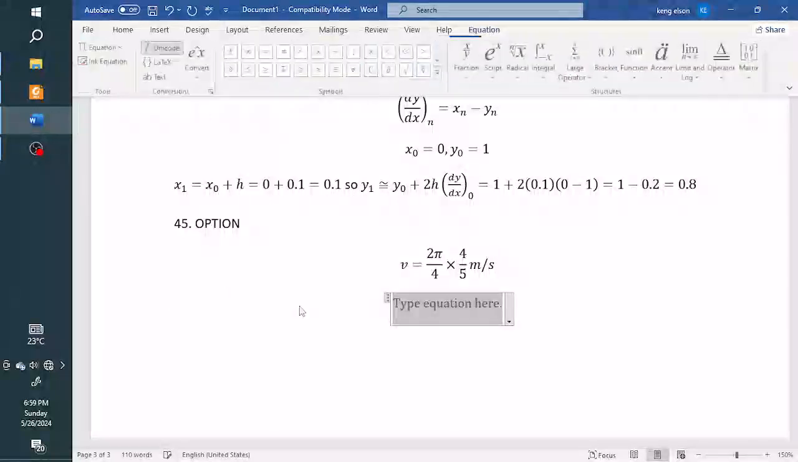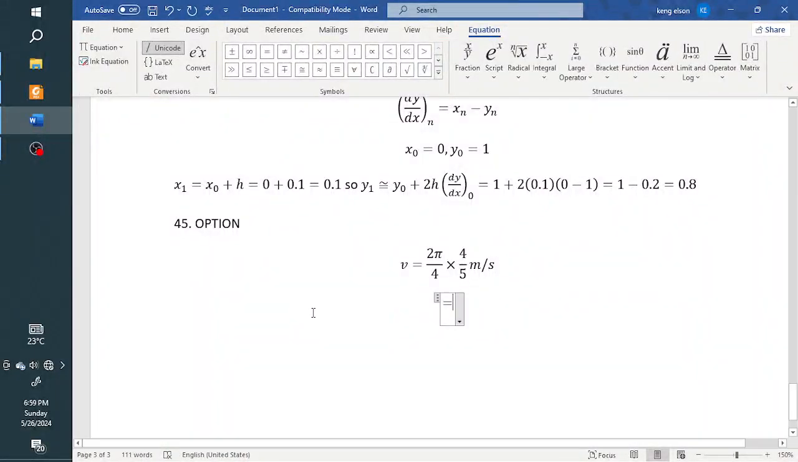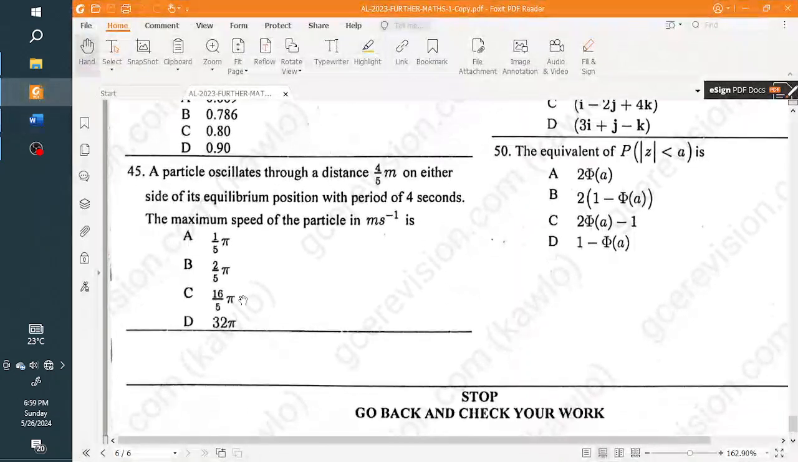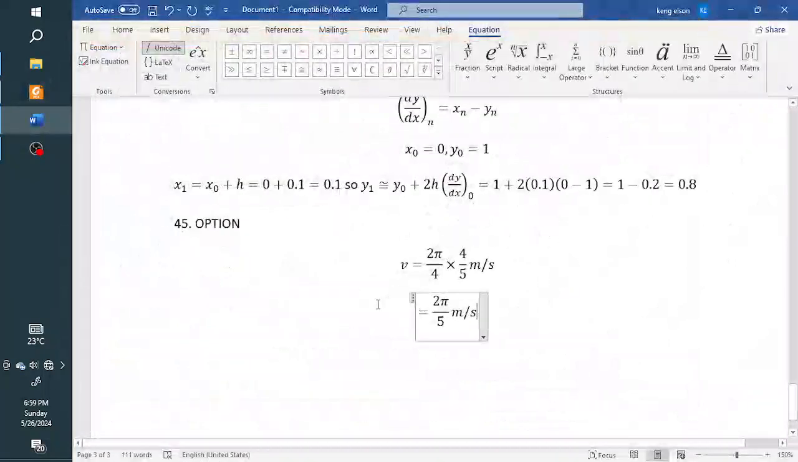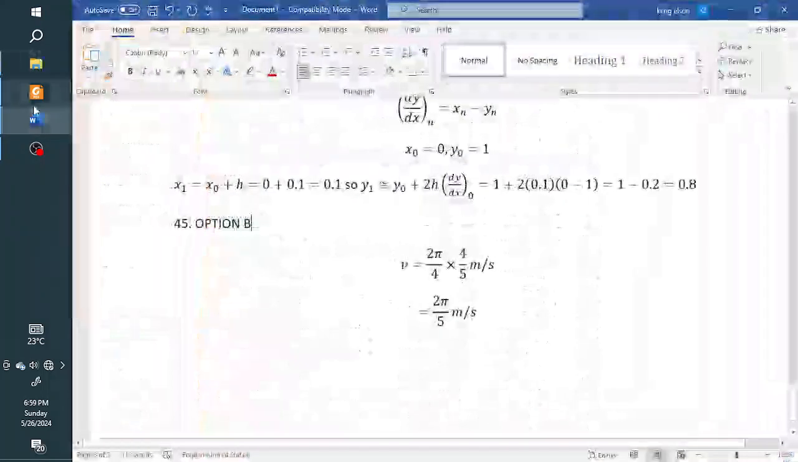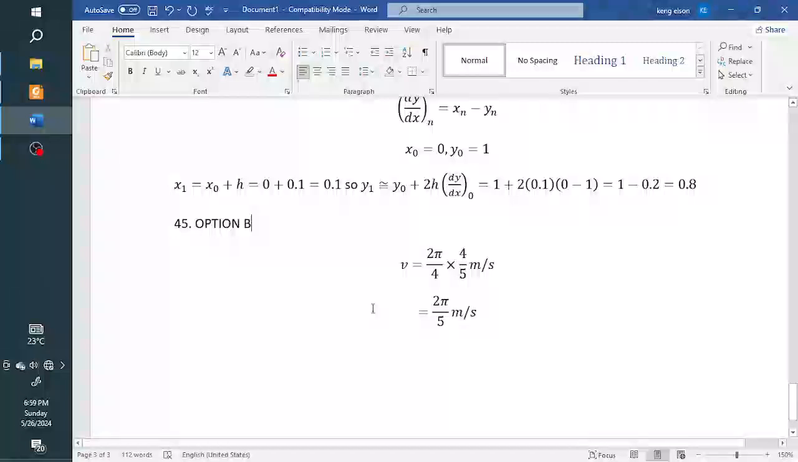So at the end of the day, the 4 cancels and we have 2 pi divided by 5 meters per second. So the answer is B, 2 over 5 pi. Wait, is that B or C? Yes, B is B.